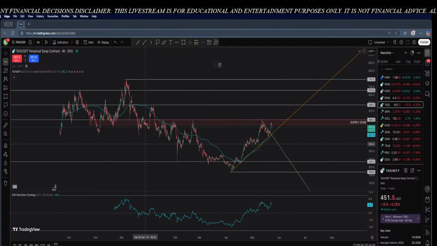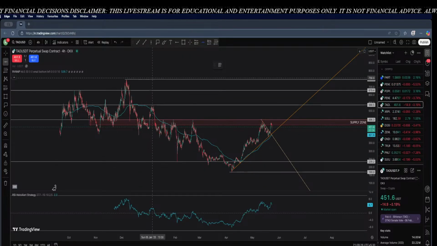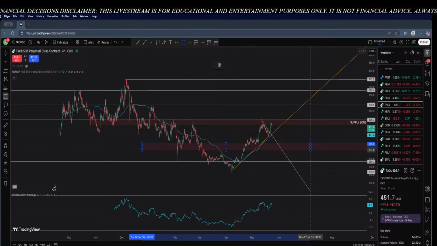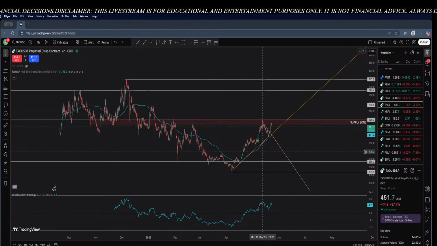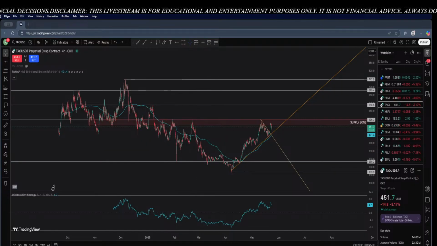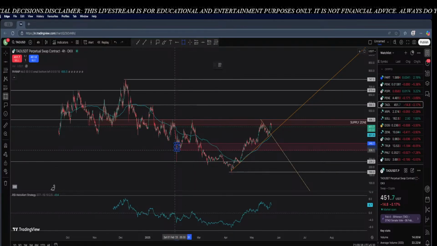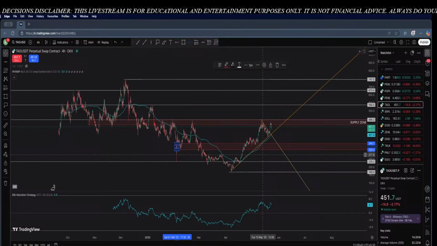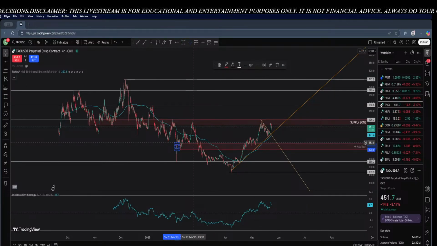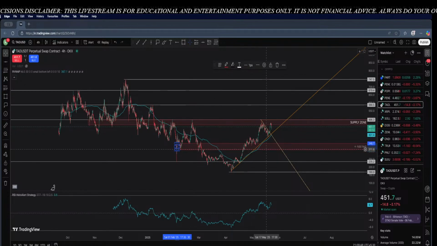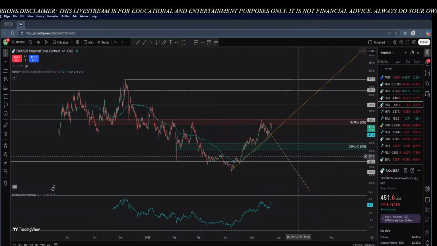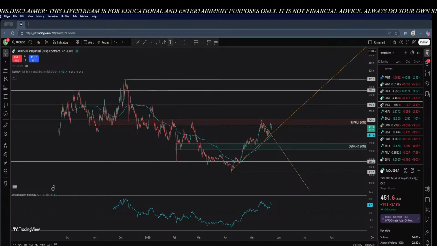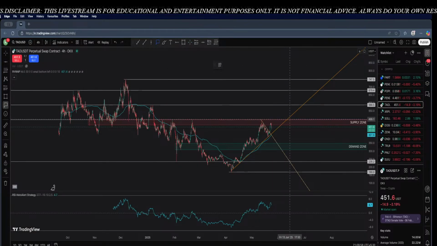In between, we have a zone of confluence, right? Let me be more precise with that. The zone of confluence is going to be something like this, right? Yes, that's what we got for the moment. I'm gonna also set up some price labels as well.